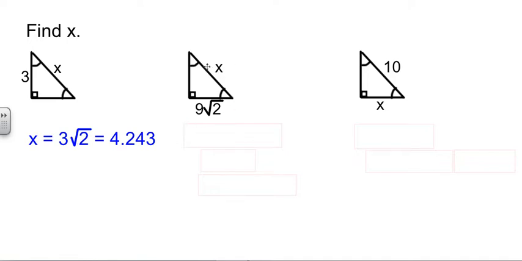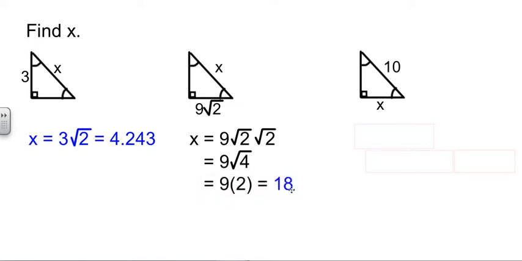Okay. Look at the next one. We're looking for the hypotenuse, and they gave me a leg of 9 times the square root of 2. Well, the theorem says whatever the leg is, take it times the square root of 2. Well, the square root of 2 times the square root of 2 is the square root of 4. Square root of 4 is 2. So we get 9 times 2 tells me that the hypotenuse is 18.